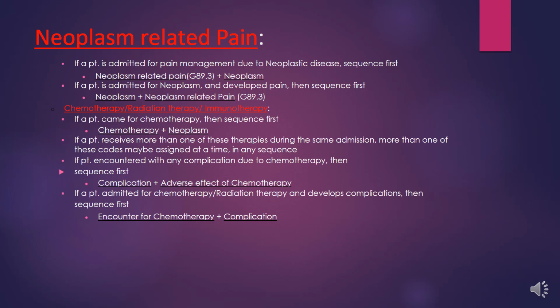Chemotherapy, radiation therapy, immunotherapy. If the patient came for chemotherapy, then sequence first the encounter for chemotherapy for the neoplasm. If a patient receives more than one of these therapies during the same admission, more than one of these codes may be assigned at a time, in any sequence.